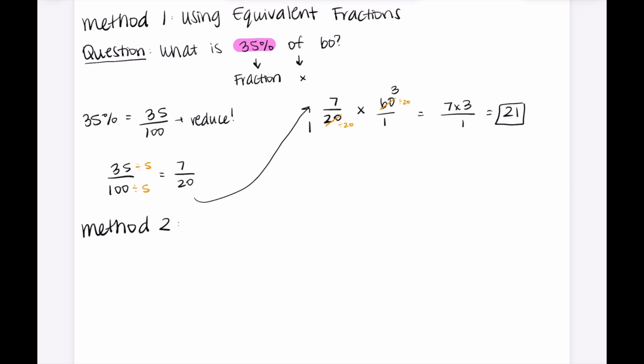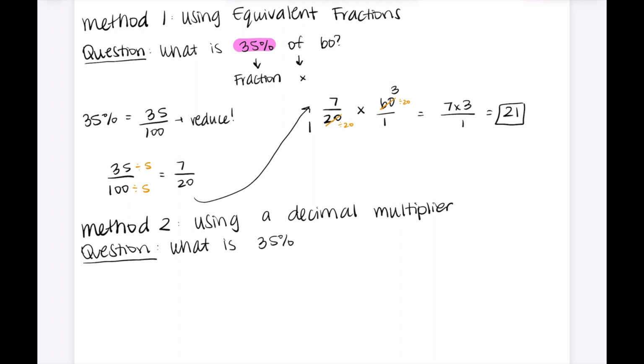Now let's get into our second method. For method 2, we will be using a decimal multiplier, right? So same question as before. The question is, what is 35% of 60? But we're just going to approach it in a different way because this time we're using a decimal multiplier. So this time when we see the 35%, we are going to convert it into a decimal. We know that 35% as a decimal would just be 0.35, right? And if you haven't watched my decimal video, please check out the decimal playlist. I do a lot of practice there. So we know that 35% is 0.35.